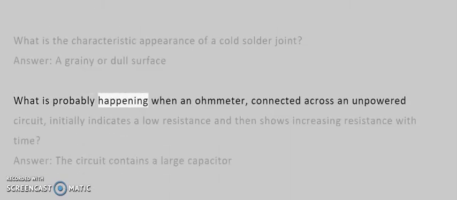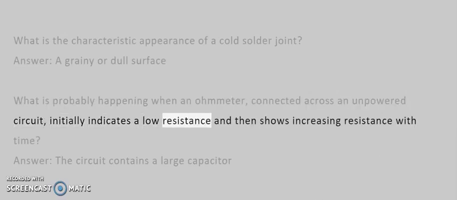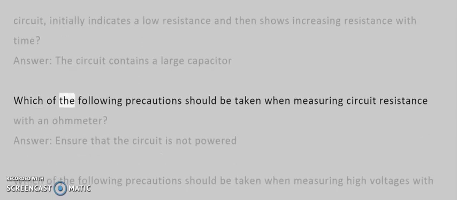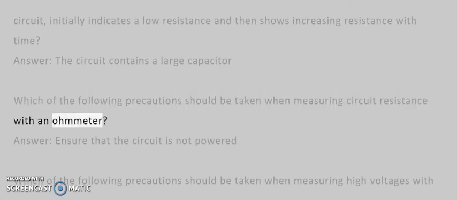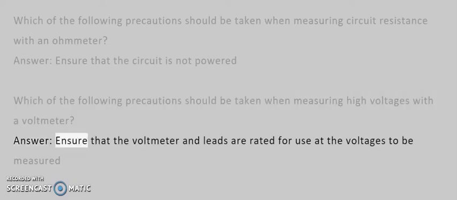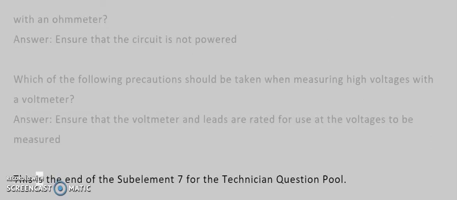What is probably happening when an ohmmeter, connected across an unpowered circuit, initially indicates a low resistance and then shows increasing resistance with time? Answer: the circuit contains a large capacitor. Which of the following precautions should be taken when measuring circuit resistance with an ohmmeter? Answer: ensure that the circuit is not powered. Which of the following precautions should be taken when measuring high voltages with a voltmeter? Answer: ensure that the voltmeter and leads are rated for use at the voltages to be measured. This is the end of the Subelement 7 for the technician question pool.